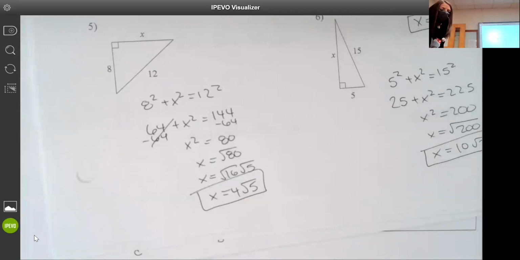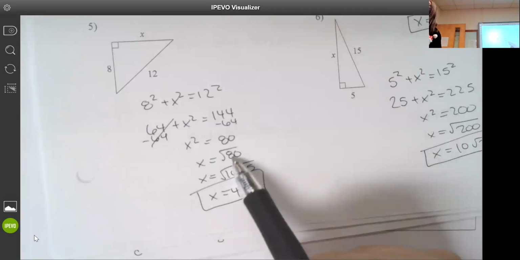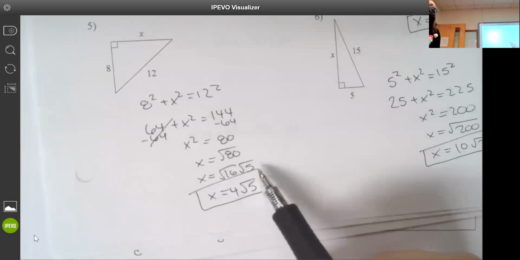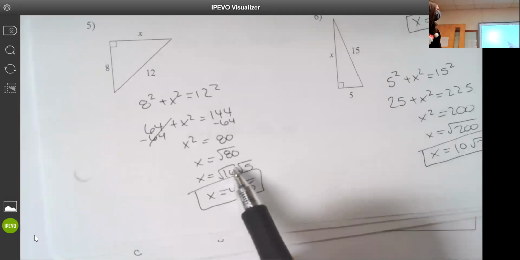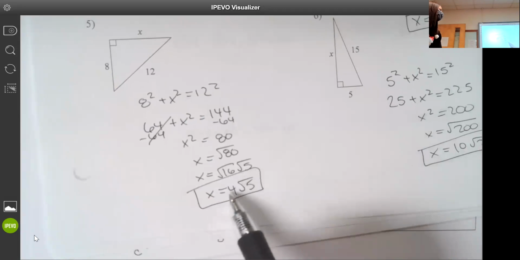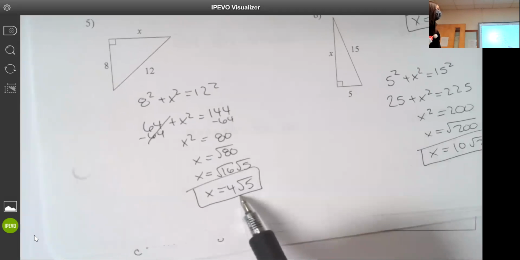And 80 is a little bit tricky. A lot of people go with 4 and 20, which isn't necessarily wrong, but 20 still has a perfect square in it. So I can actually take 80 and break it into 16 times 5, and a totally simplified radical would be 4 radical 5.